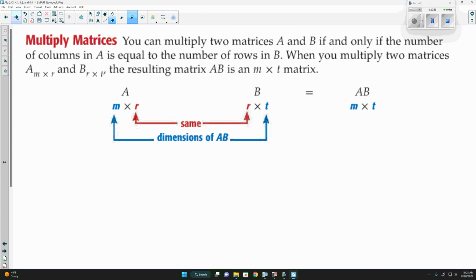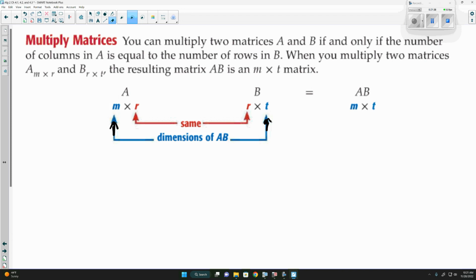Last thing we have is matrix multiplication, multiplying two matrices together. Now, for us to be able to multiply the matrices together, the columns of the first has to match the rows of the second. And the rows of the first and the columns of the second will be the new dimensions. So the columns of the first and the rows of the second have to match to be able to multiply. If those are the same, then we can multiply the two matrices together.